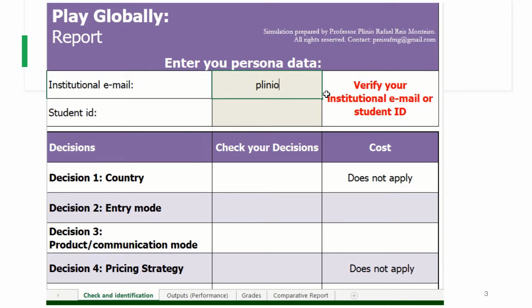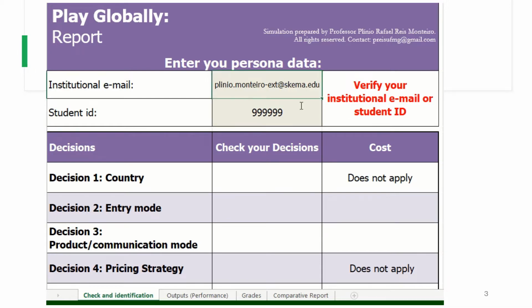Here, let me give you an example. Suppose this is my email. No matter what my actual email is, I need to use my institutional email, and this is one example of my personal emails. And also, you need to identify yourself with your student ID, the code that identifies you within the institution. You need to check that within your records or with the student office, if you don't have it. This is just one example.